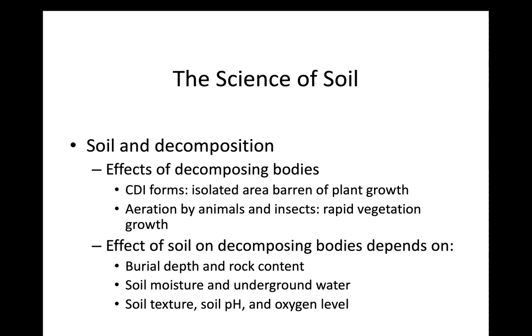Bones expand when they absorb the moisture, and they will contract when the soil around them dries. Cycles of expanding and contracting will weaken the bones. Soil pH: acidic areas such as peat bogs will lead to the tanning of the skin and can preserve bodies for centuries. And then finally, the oxygen levels.